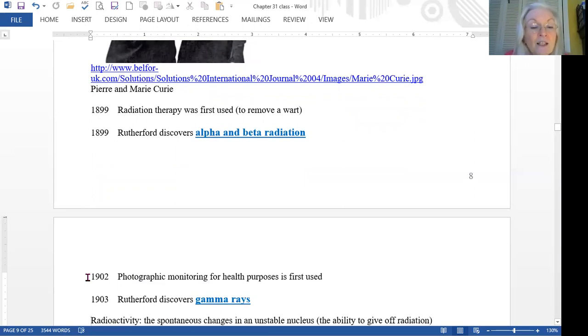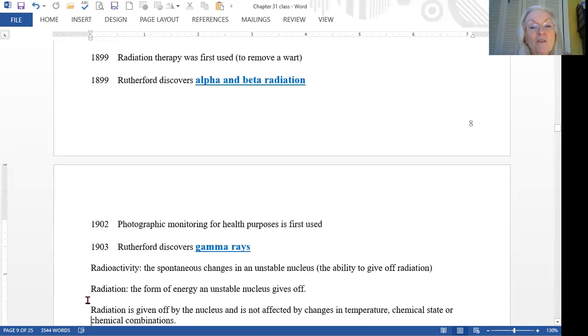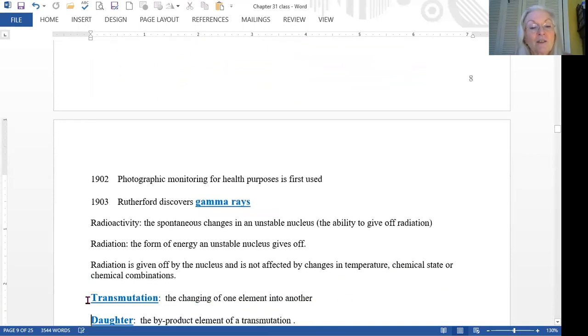In 1902, photographic monitoring for health purposes was first used. And we use this even to this day. If you've worked in a hospital, around X-rays or nuclear medicine, or you worked in some sort of a lab, you might have seen people that have on film badges. They have a little piece of photographic film inside it, and it's sent off for processing to determine a cumulative exposure to radiation. We'll talk about that a little later too. In 1903, Ernest Rutherford, here he is again, discovered gamma rays. We'll talk about alpha, beta, and gamma in quite a bit of detail in a different video.